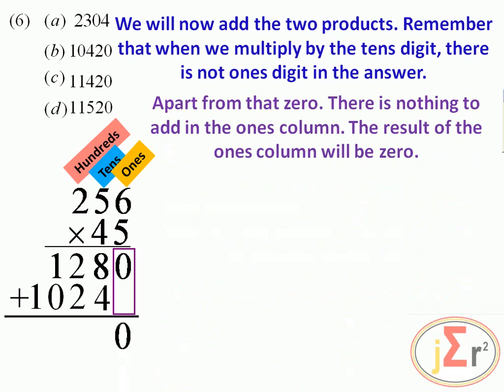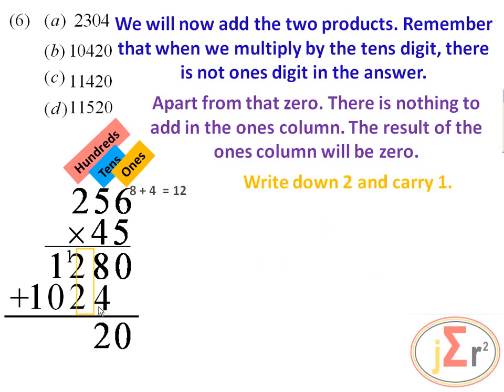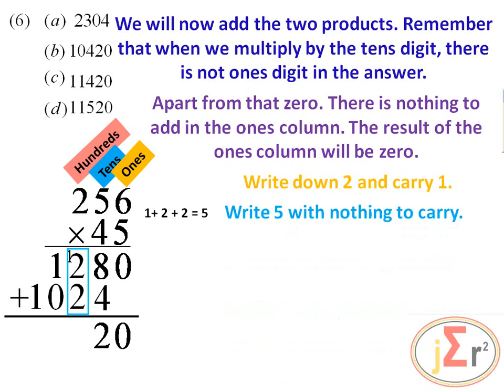So 0 goes there. Then when we add those, a plus 4 equals 12. So we will put the 2 in the present place value column and carry the 1 to the column of greater significance. And then when we add those numbers, what will we get? 5. Right, so do we have any carry on this occasion? No. So write 5 down and there is nothing to carry.